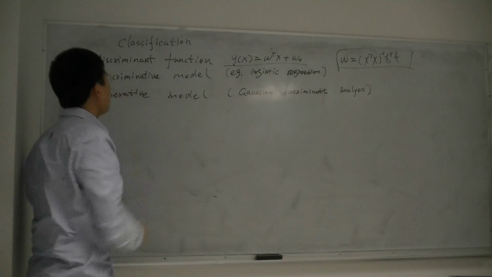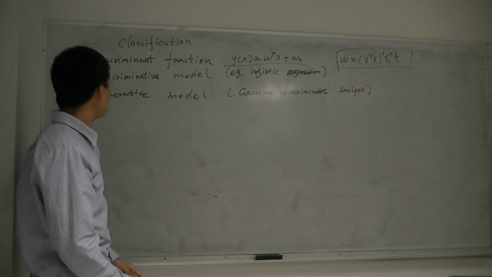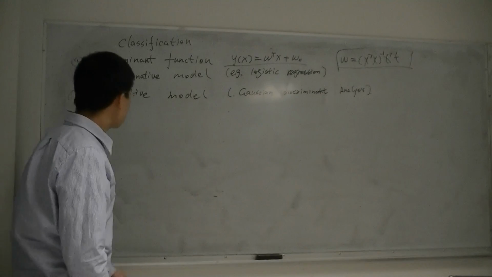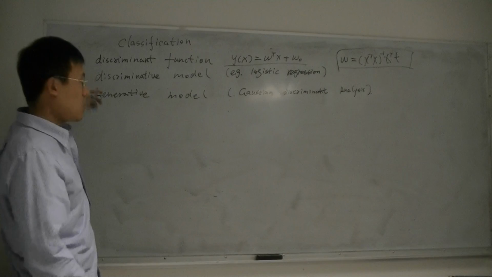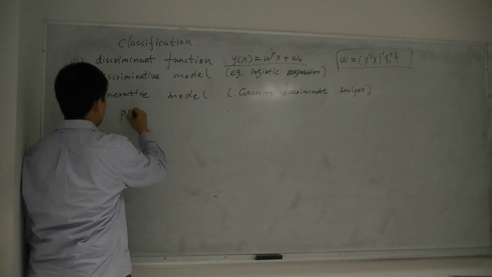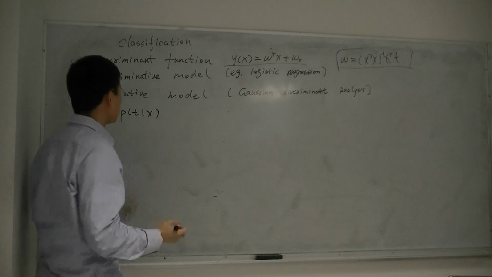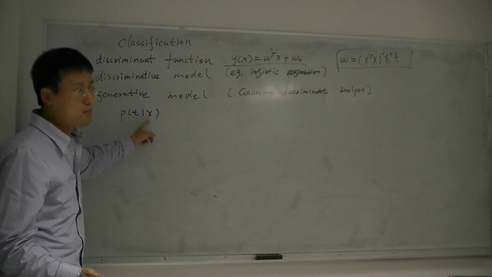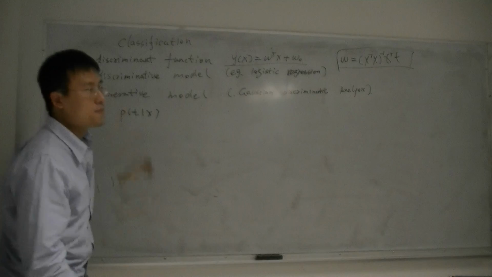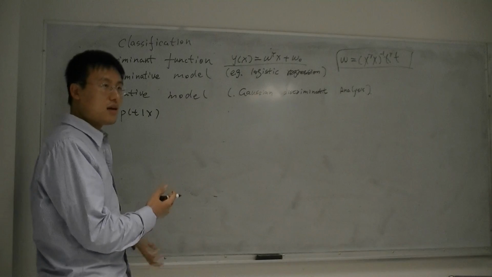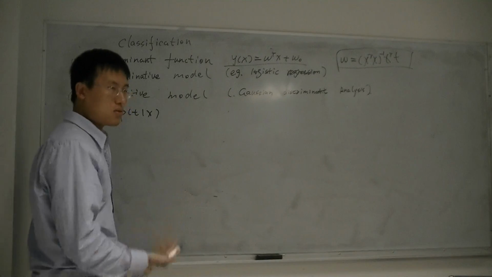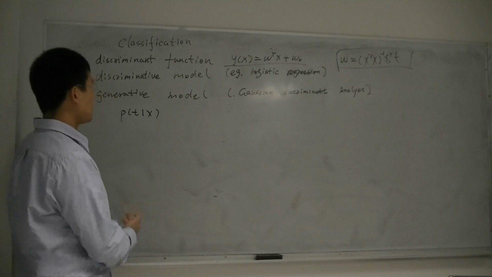So the second one is called the discriminative model, and the third is the generative model. So what's the difference between the last two? Both of them try to solve the posterior distribution, P(t|x). Here t is the classification label, x is the input vector. And we can see the first just gives the output of a function, and if it's bigger than 0, then we say it belongs to class 1, otherwise it belongs to class 2.